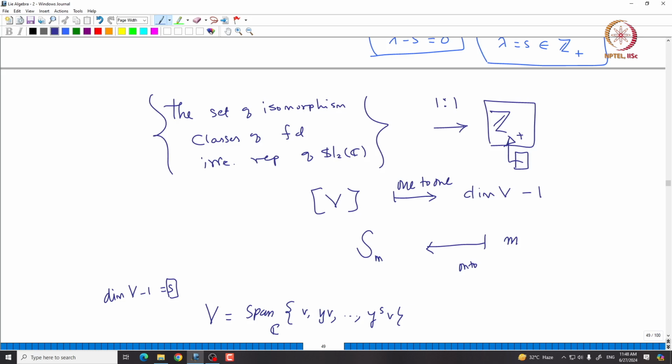I will stop here, and we will continue with the representation theory of SL2 in the next class. We want to prove complete reducibility of finite dimensional representations of SL2.